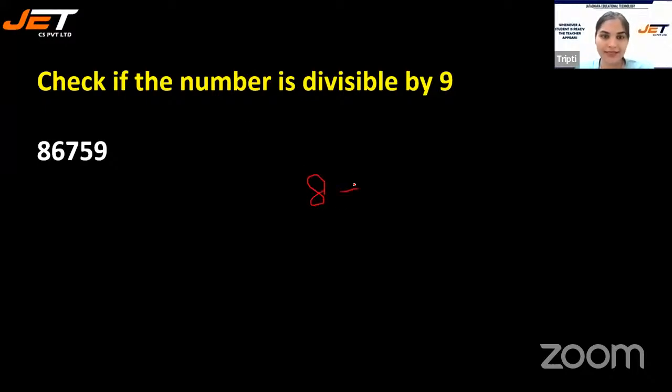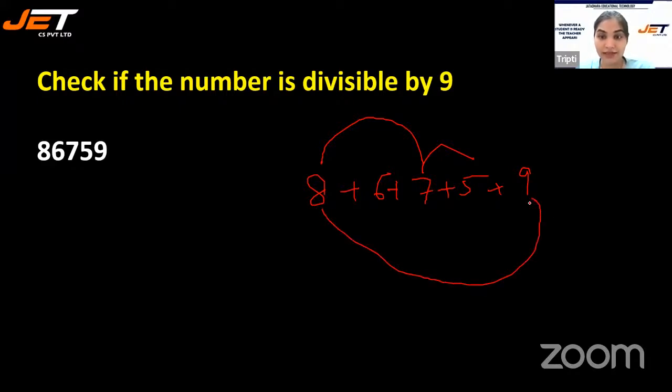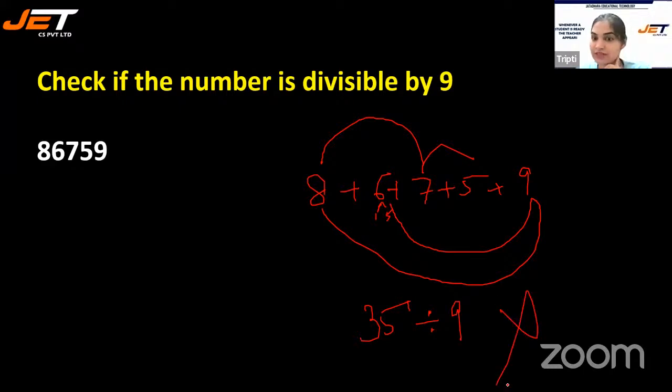8 plus 6 plus 7 plus 5 plus 9. Let's try to make the pairs. 7 plus 5, I know, is 12, and 12 plus 8 is 20. 20 plus 9, 29. 29 plus 6, I know 6 can be written as 1 plus 5. So 29 plus 1 is 30, plus 5, 35. That's how you can add easily. 35 divided by 9, no, it's not divisible by 9. That means the entire number is not divisible by 9.